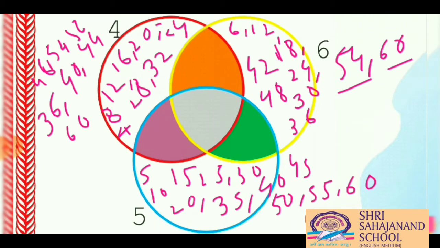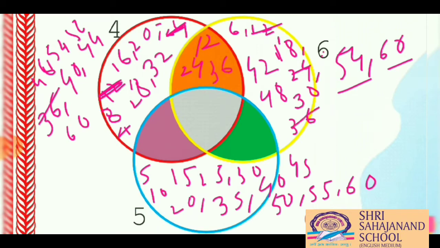Now in the saffron color we have to write the common multiples of 4 and 6. So from the multiples of 4 and the multiples of 6, you have to find out which are common. First you can check, here is 12 in the multiples of 4 and here is also 12. So the first common multiple of 4 and 6 is 12. Now the next, you can check 24. So you can write here 24 in the saffron color part. Next you can get 36.